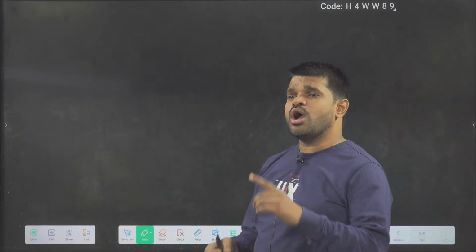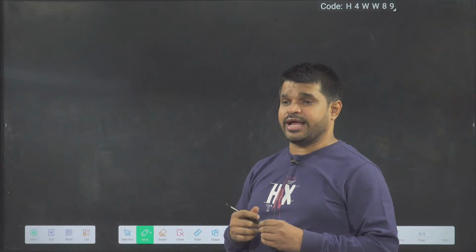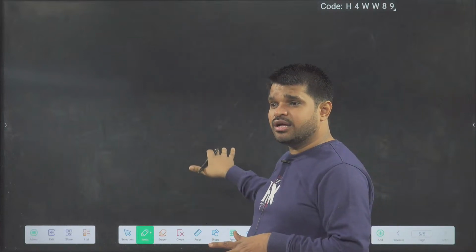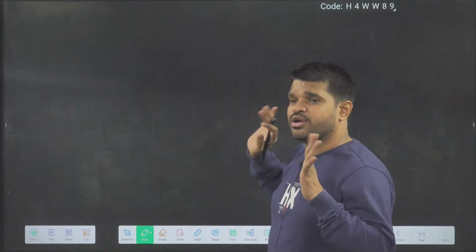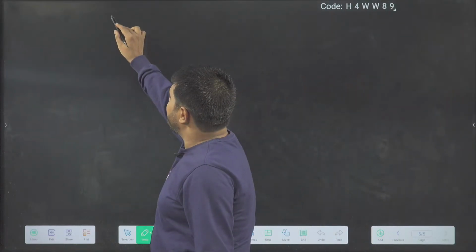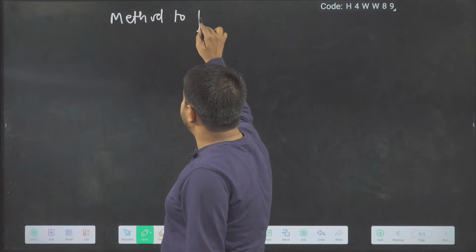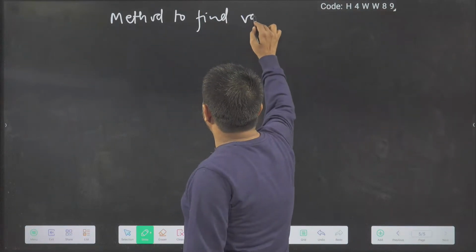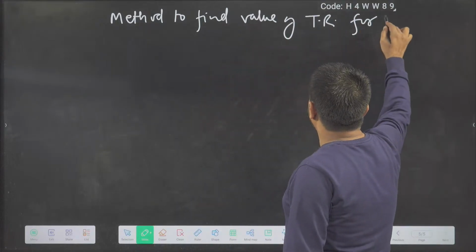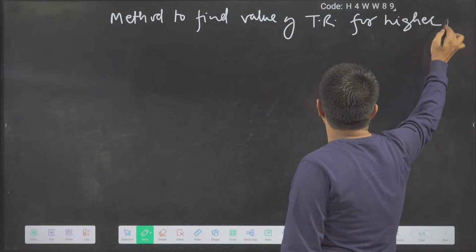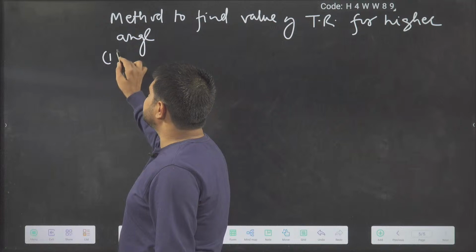Okay, now this positive negative nature is understood. Now I will tell you how to find the values of trigonometric ratios for higher angles. So whatever I am writing, you just simply copy it. See, method to find the value of trigonometric ratios for higher angle. Okay, first step.